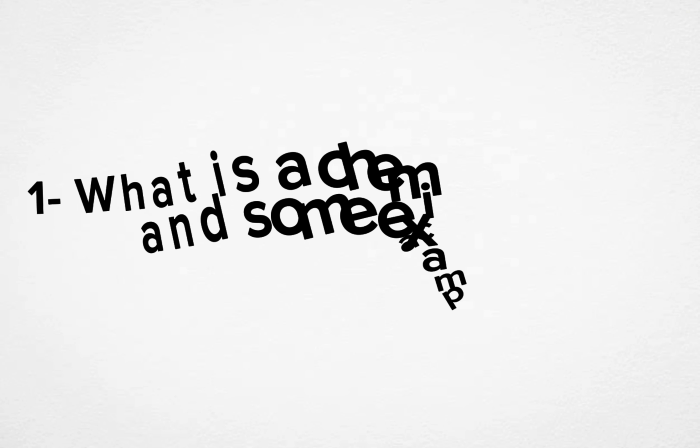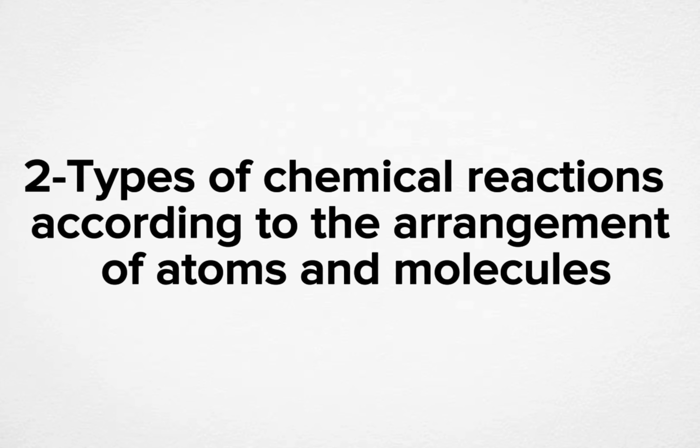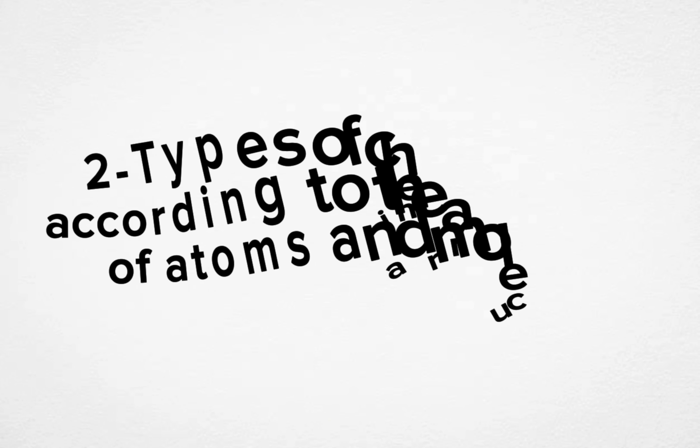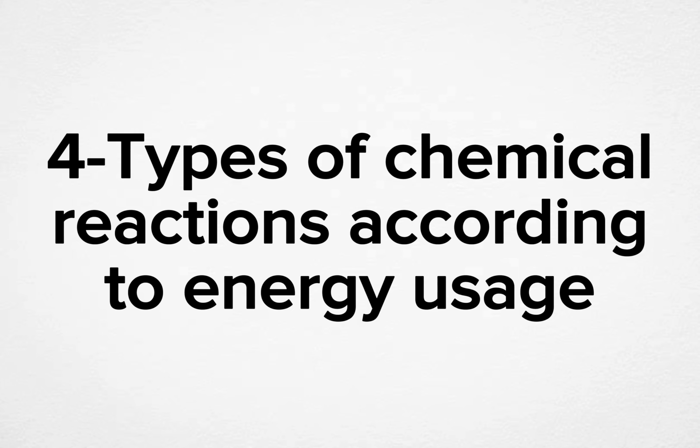Now you know what a chemical reaction is and some examples. Second, you know types of chemical reactions according to the arrangement of atoms and molecules. The third thing you learned is how a chemical reaction happens. And the last thing you learned is types of chemical reactions according to energy usage.